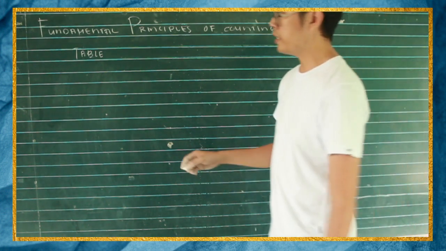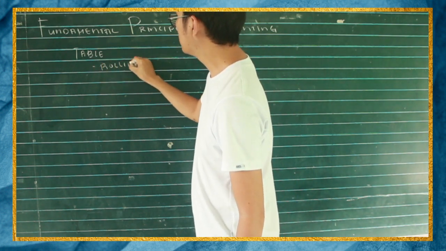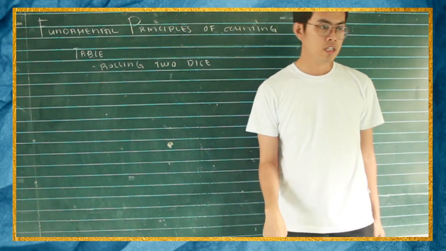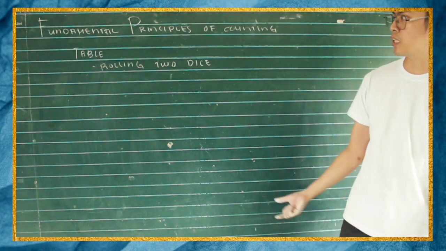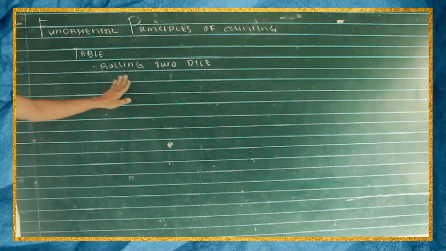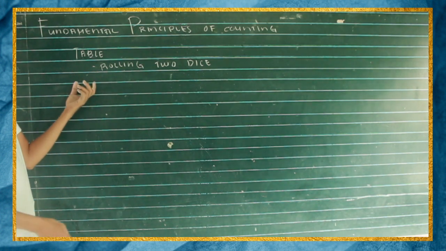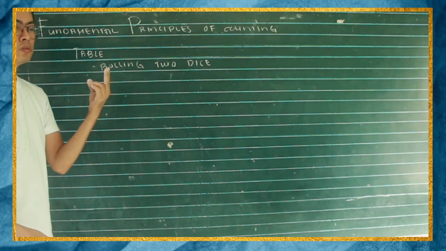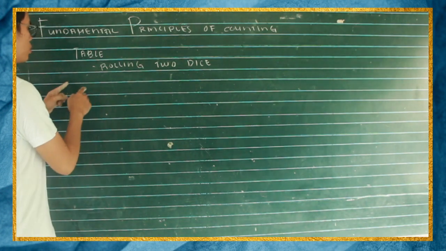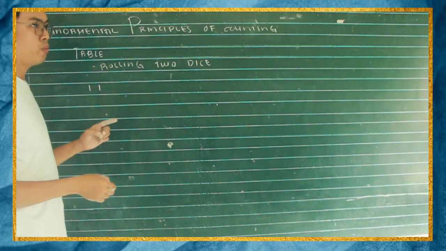For example, our event is rolling two dice. How can you list down all the possible outcomes if you roll two dice? It is somehow the same as systematic listing, but we have to use a table. In rolling two dice, we have two dice, of course, and each die has six outcomes. So one die can be 1 and the other die can be 1. Let's start with the lowest value.